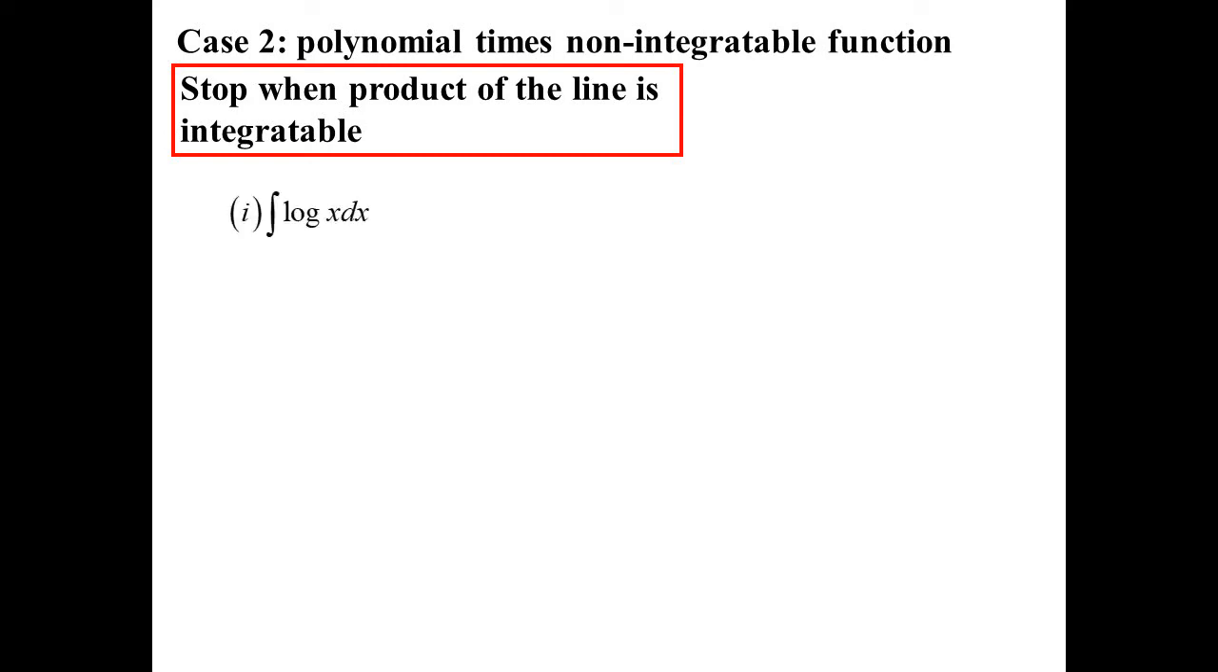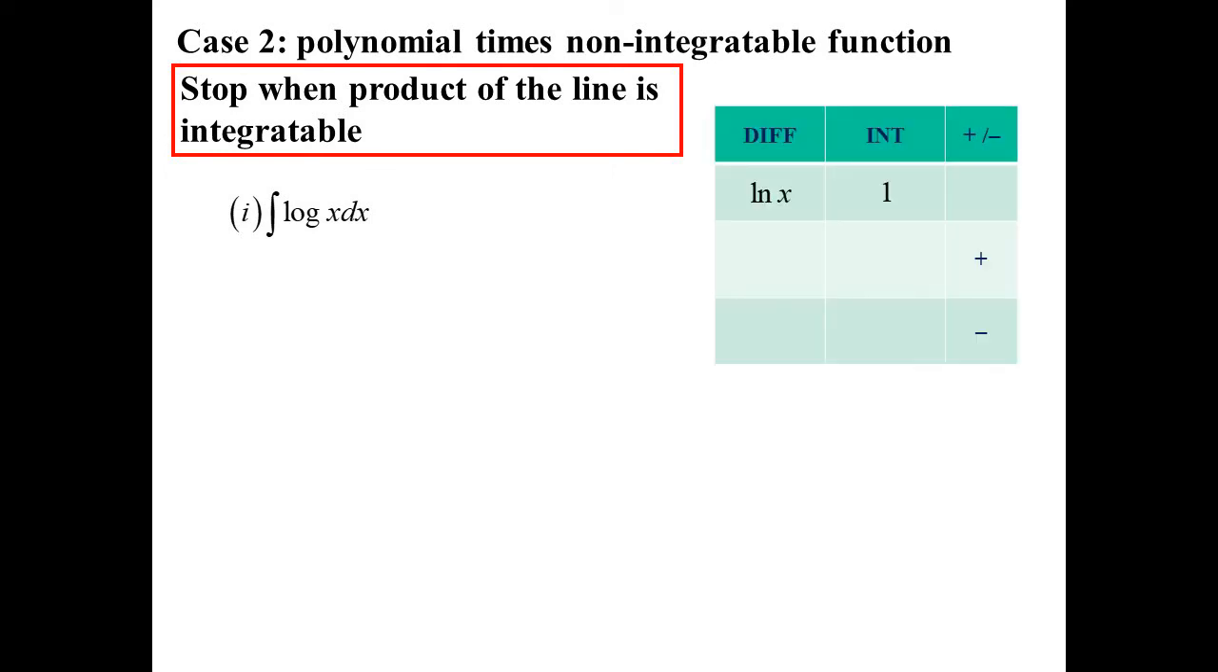Then I'll still use this method, but obviously I can't use the polynomial now to be the thing I'm going to keep differentiating. So it's going to be the other one. So when do I stop? I stop when the product of the line is integratable. So let's just do it with our log x. Set it up. So log x is the one.